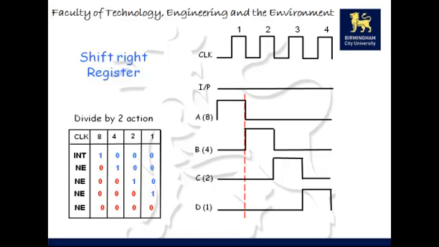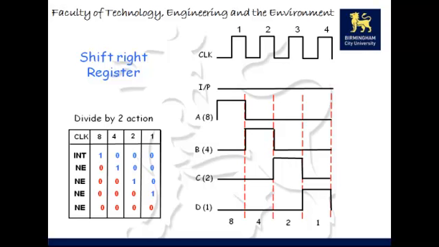after initially is 8. The weighting after the first clock pulse is 4. The weighting after the second clock pulse is 2. The weighting after the third clock pulse is 1. Now, in terms of mathematical operation, we've actually divided by 2 at every clock pulse.